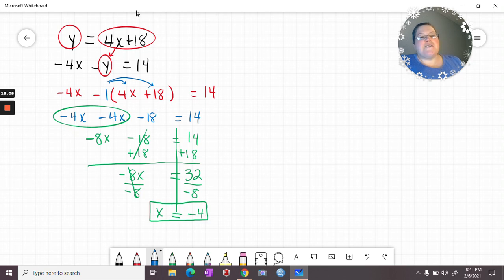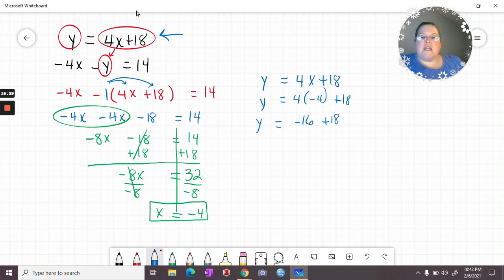Remember, we're not done yet because we need to go back and find the value of y. And this nice equation up here on top that already has the y equals for us is the perfect setup to do that. So I'm going to replace the x with negative 4, and then add 18. So y equals 4 times negative 4 is negative 16 plus 18. y equals 2. Okay, so then my solution is the ordered pair negative 4, 2.